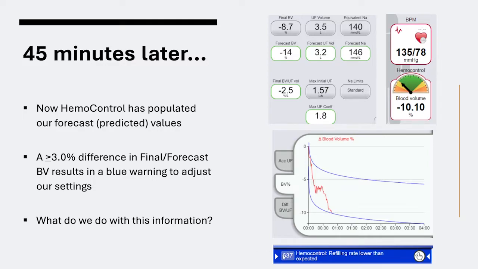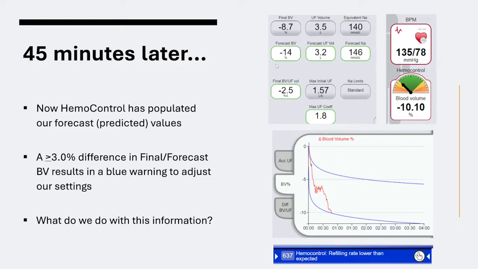So this one's numbered 637. HemoControl refilling rate lower than expected. So again, that's what we're seeing here. We're telling it to expect 8.7. It's seeing minus 14. So the patient is refilling, or the fluid volume is not shifting into their vascular space as quickly as we've told it to expect.